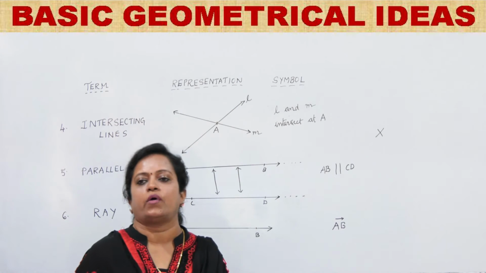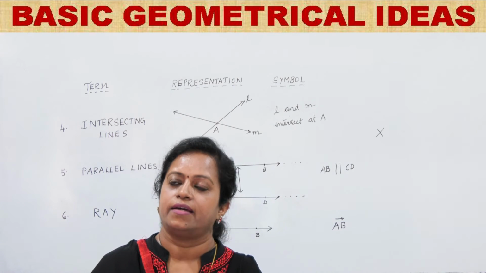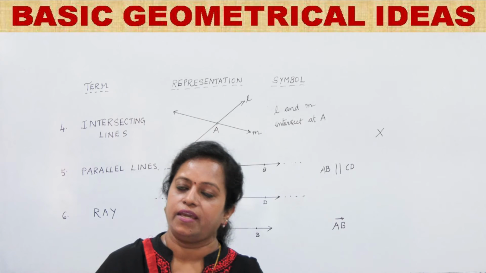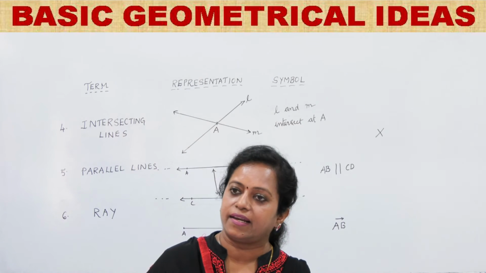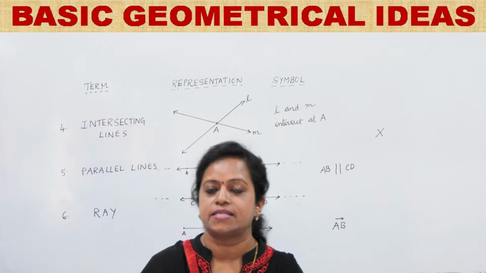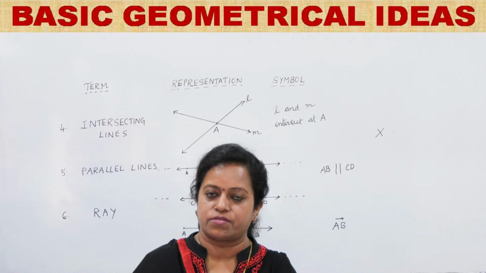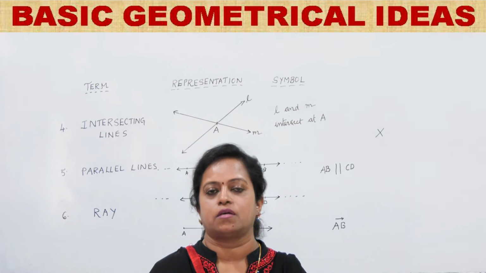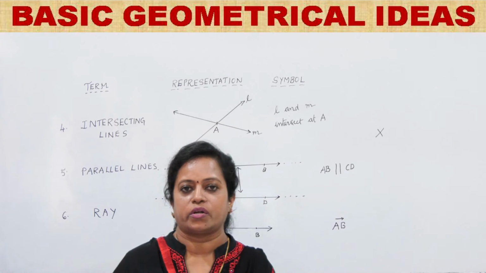So, hope children you have understood the different terms that I have taught till now. Line, line segment, ray, and then we started with point and the two types of line, that is parallel lines and the intersecting lines, and also how we have represented these different geometrical terms by using symbols. So now we can start the first exercise, exercise 4.1.